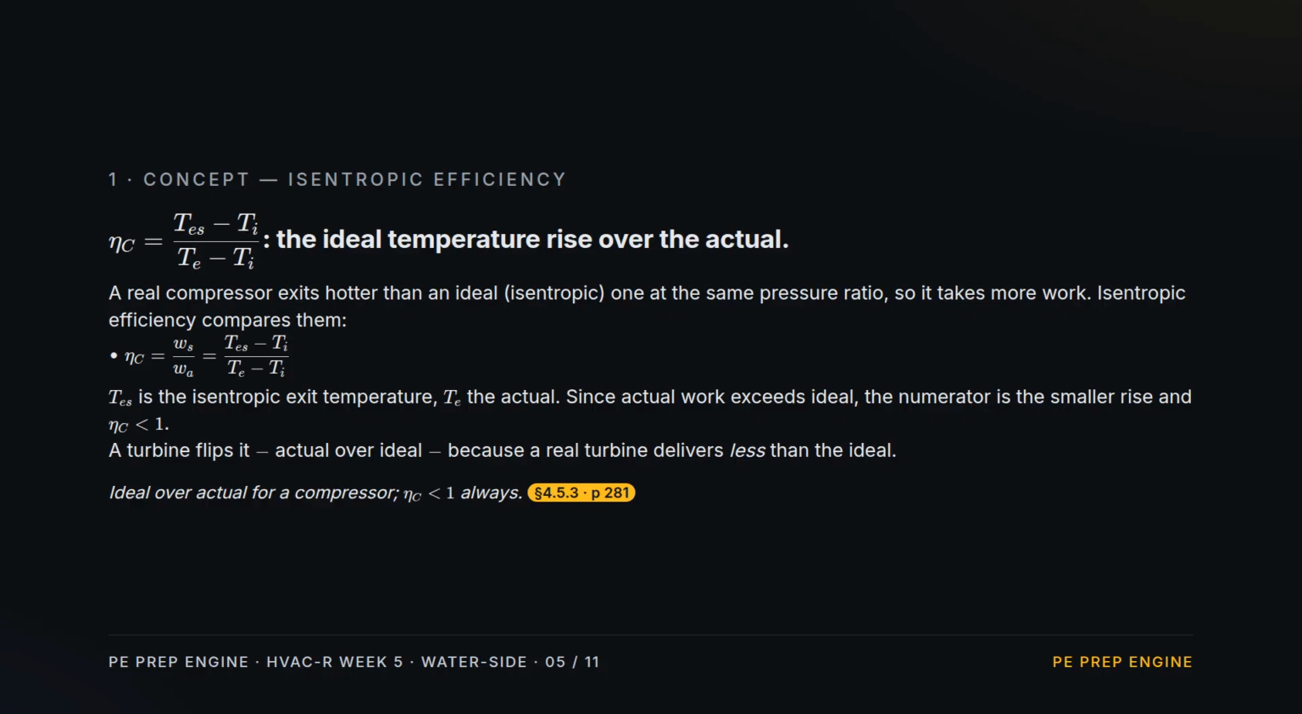Concept 4. Isentropic efficiency. A real compressor exits hotter than an ideal one at the same pressure ratio, so it takes more work. Efficiency is the ideal temperature rise over the actual, and it's always below 1. A turbine flips the ratio, because a real turbine delivers less than ideal.